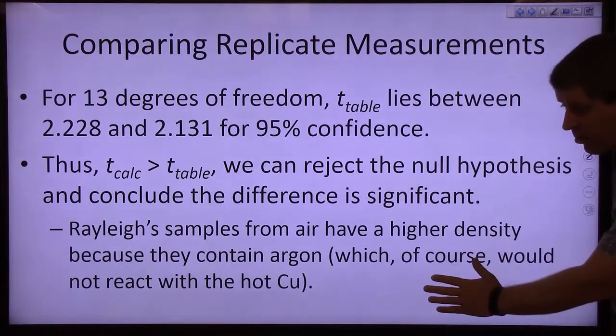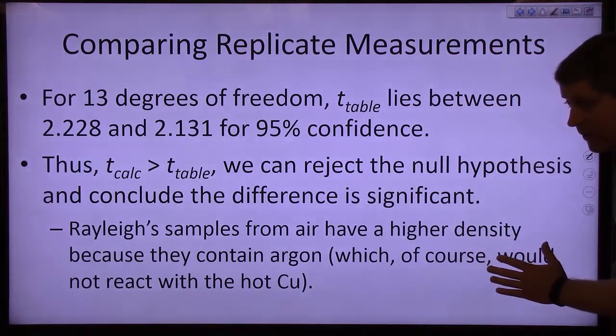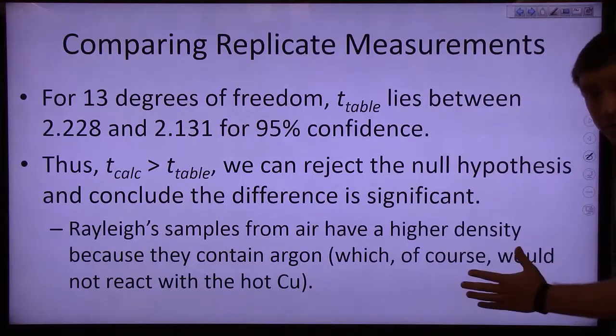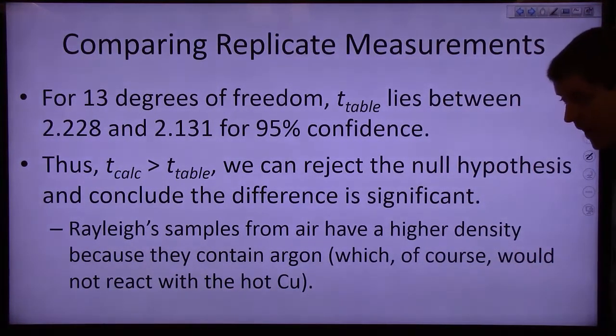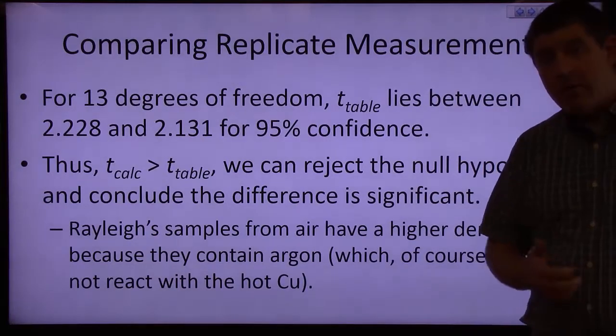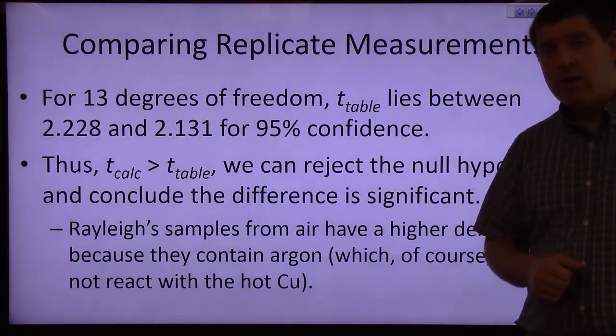That is, Raleigh's samples from air have a higher density because they contain something other than just nitrogen. They contain argon, which of course would not react with the hot copper. And obviously argon is heavier than N2.